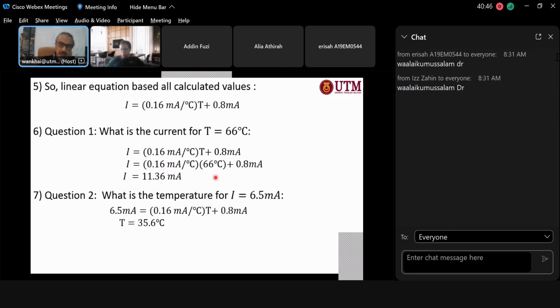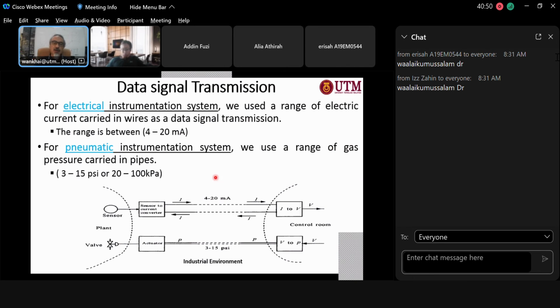Sometimes the linear graph of the transfer function, we also call it the calibration function. Data signal transmission. Normally, when we have instrumentation, we do not stay there. We would like to transfer our data from one place to another place.